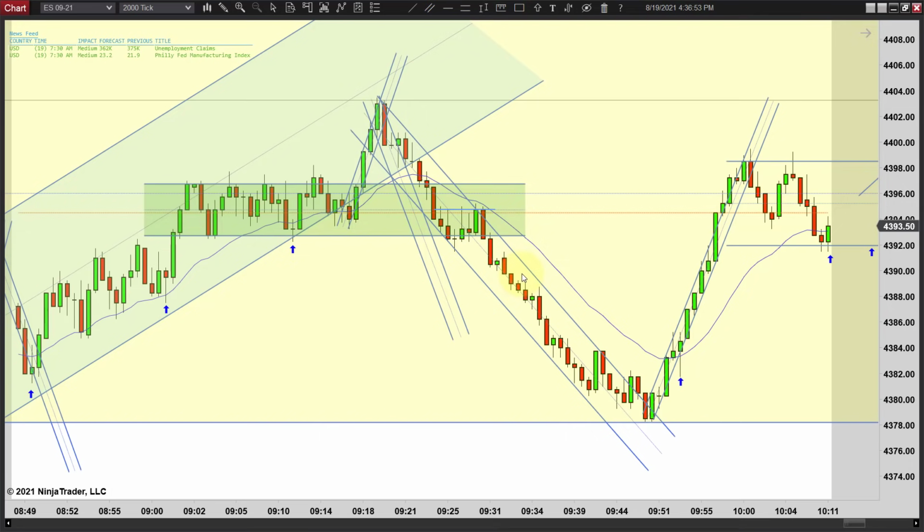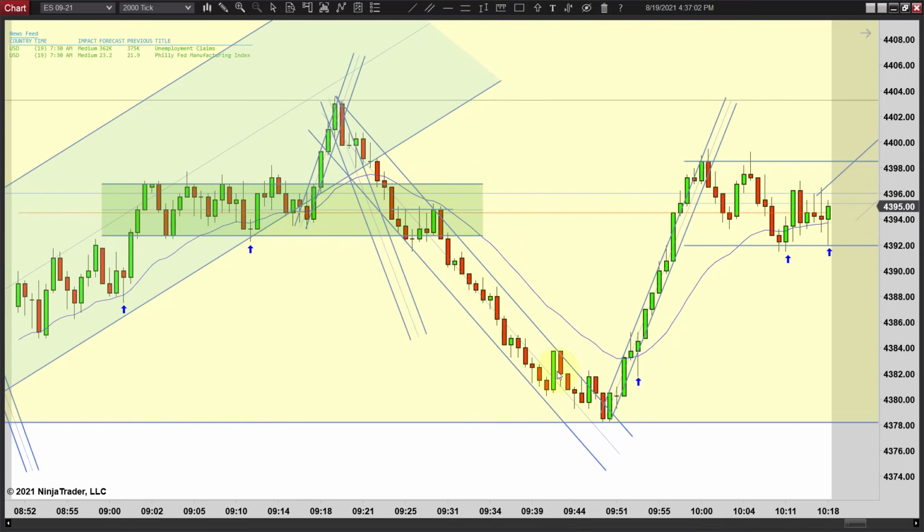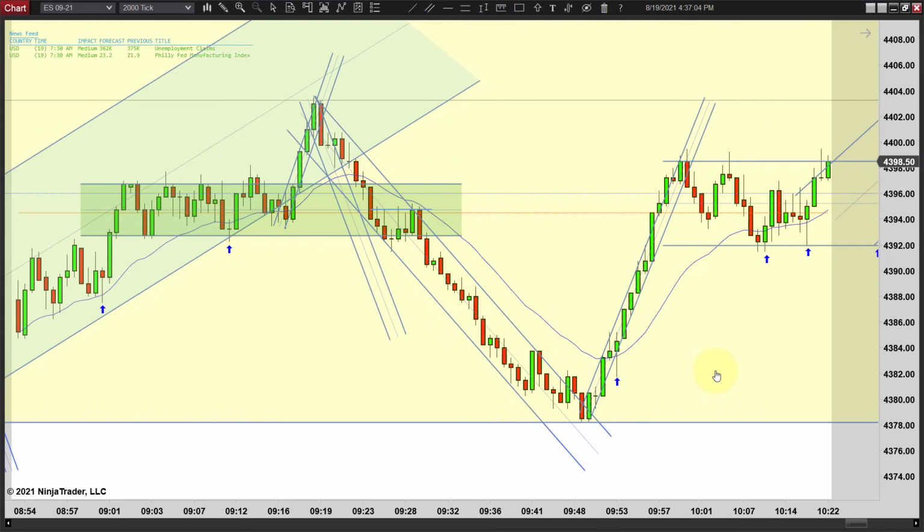And then there's a failed second entry long right there. But again, you're so far away from the EMA, you're having to go short almost at the low of this move. It's just never a good place to go short. Would have worked, but I think you're better off to skip it.